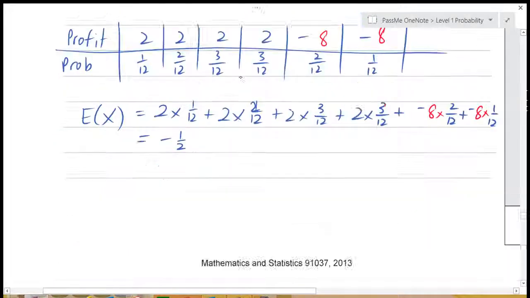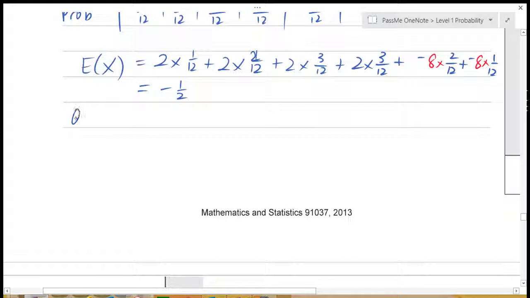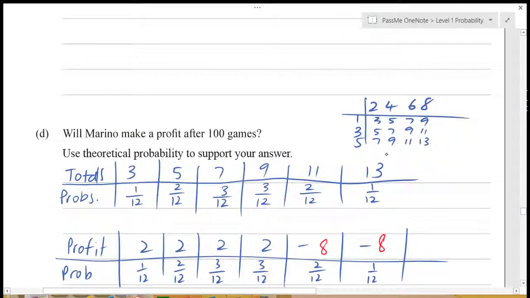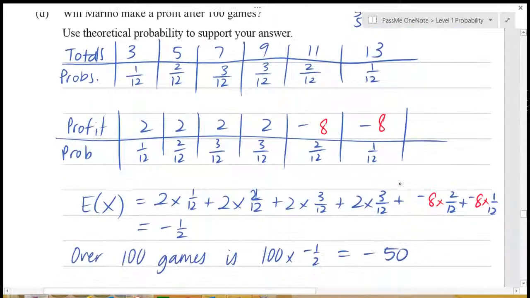So our expected value over 100 games, that's just wonderful, isn't it? Let's try that again. Over 100 games is 100 times negative a half, which equals negative 50. So in other words, over 100 games here, he's going to lose $50. So will Mario make profit after 100 games?